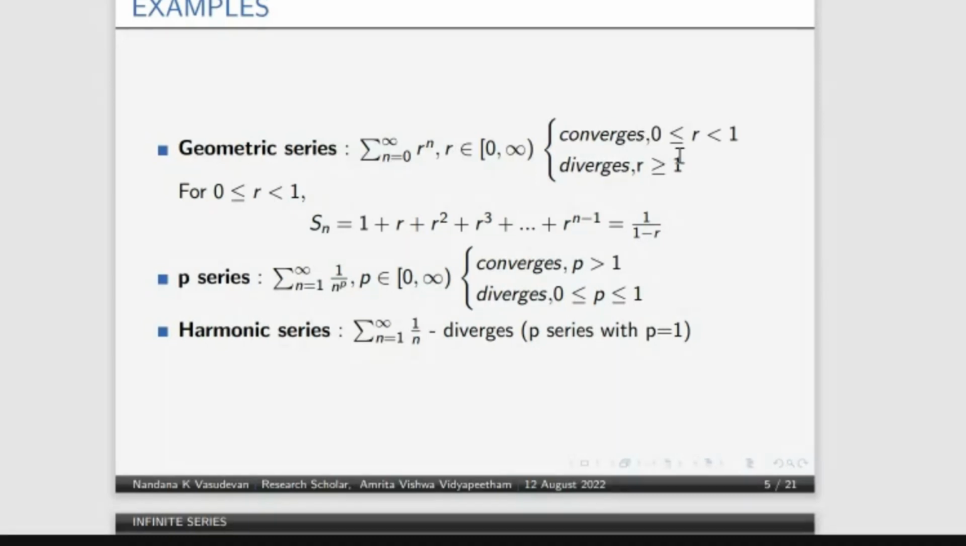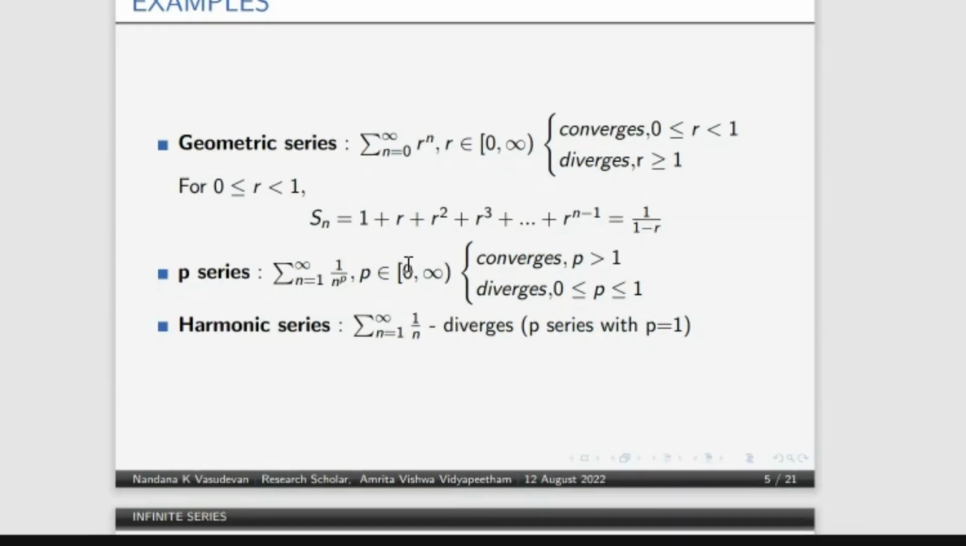So if the R is from closed interval 0 to open 1, then the series is convergent, and otherwise it is a divergent series. And in particular, if it is convergent, then I can represent the sum. It is almost an approximation. We cannot say that that is the actual value. It is just an approximation, right? So it is around 1 by 1 minus R.